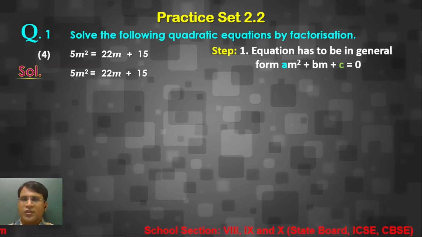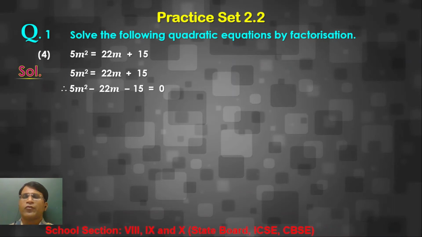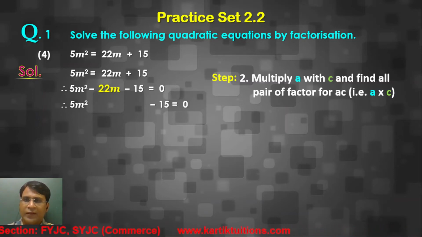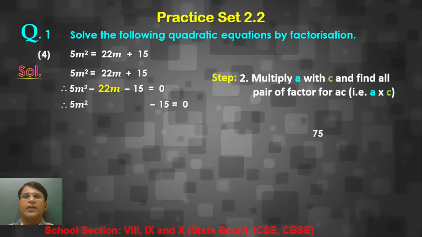Now since it is not in a general form, we'll get it in a general form. That means I'll shift 22m to the left hand side, so it will become minus 22m. I'll shift 15 to the left hand side, it becomes minus 15 is equal to 0. So our first step is over. Now the middle term is 22m. We have to split this 22m in two parts. But how? By multiplying a with c. Here our a value is 5 and c is 15. So I will multiply 15 with 5 and I get the product as 75.